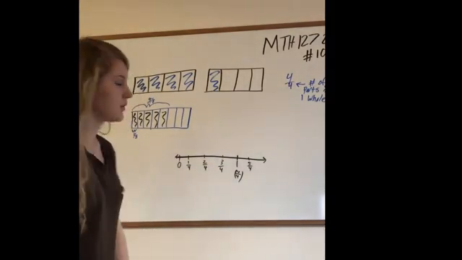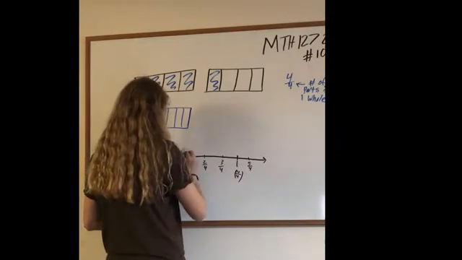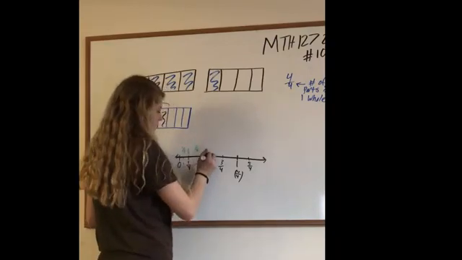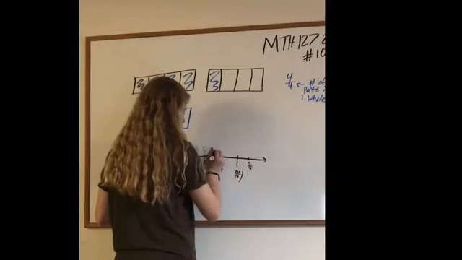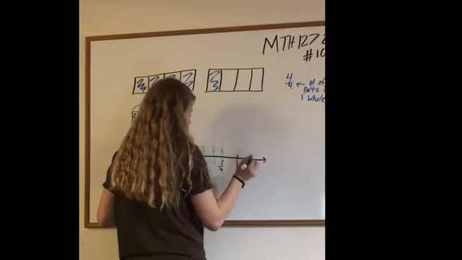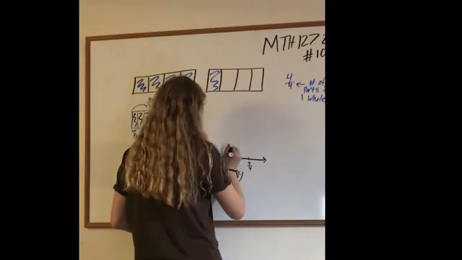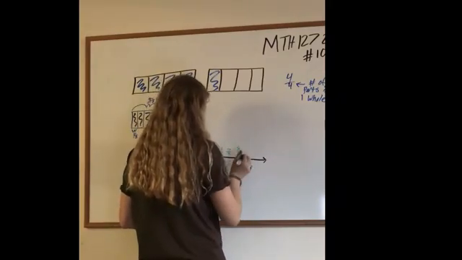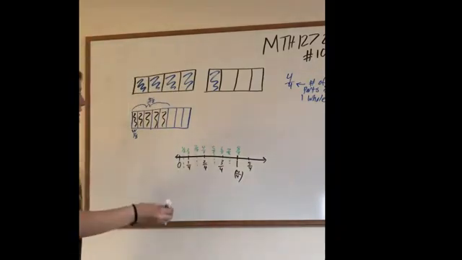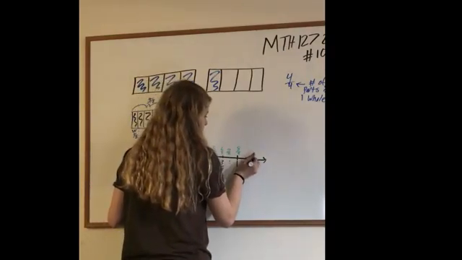And then you can do your eighths. So this would be 1/8, 2/8, 3/8, 4/8, 5/8, 6/8, and 7/8, and 8/8. Then you can mark on the number line where 5/8 is and where 5/4 is. 5/8 is right here, and 5/4 is right here.